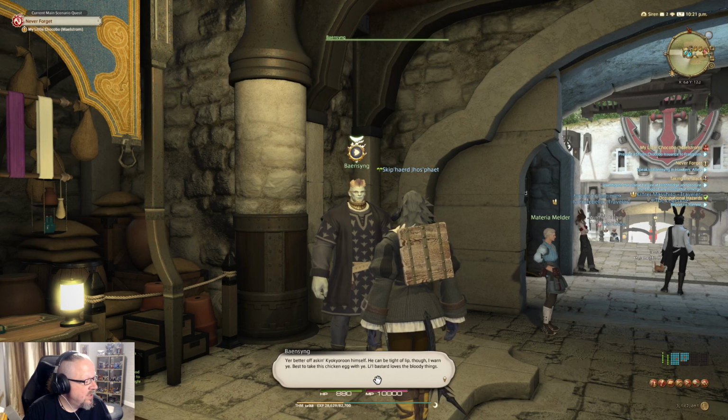He could be tight of lips, though, I warn you. Best to take this chicken egg with you. Little bastard loves the bloody things. Hey, good to hear about old Busk, though. Sounds as though he ain't changed a bit. Just like him to send a venturer along. Too shy to come his own self. Gods, I miss drinking with that fool.